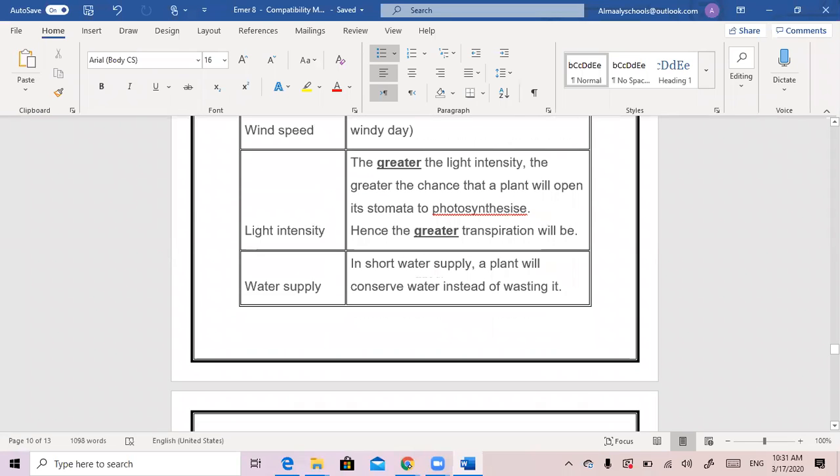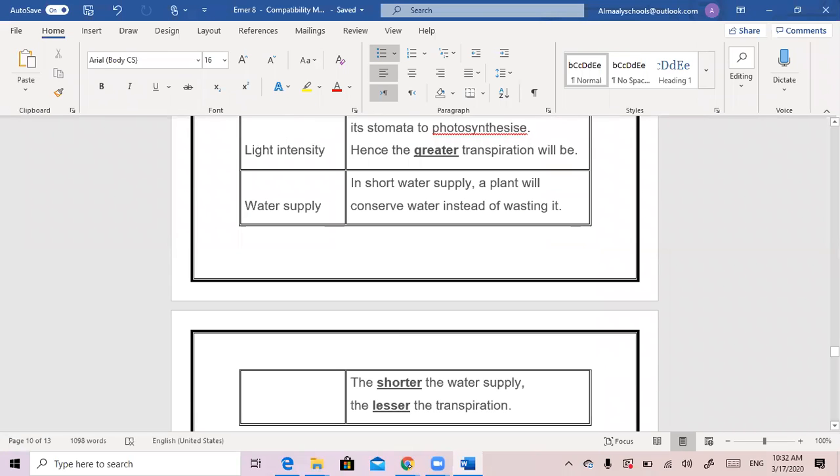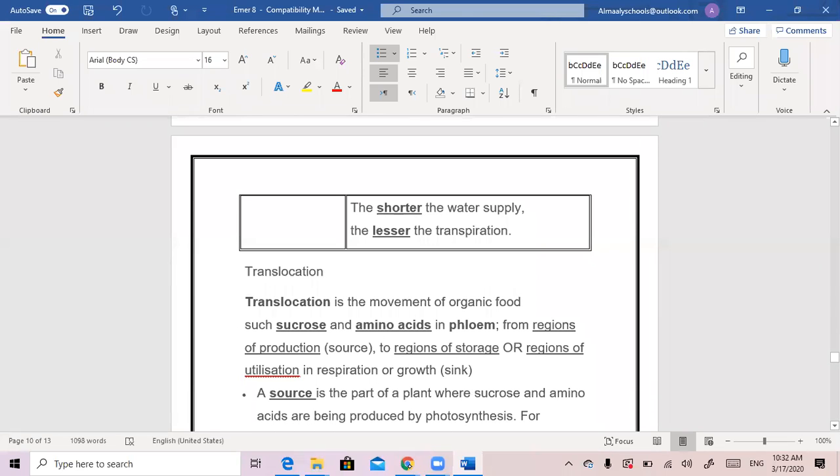Light intensity. When we increase light intensity, what happens to the transpiration? The greater the light intensity, the greater the chance that the plant will open its stomata for photosynthesis, so the greater the transpiration will be. Water supply: in short supply, the plant will conserve water instead of wasting it.